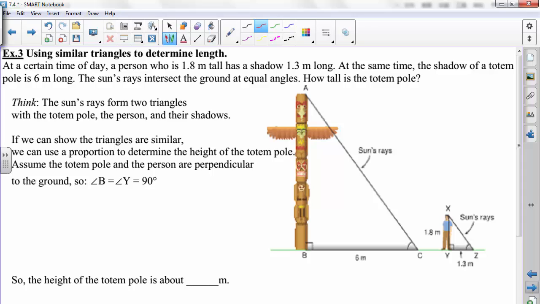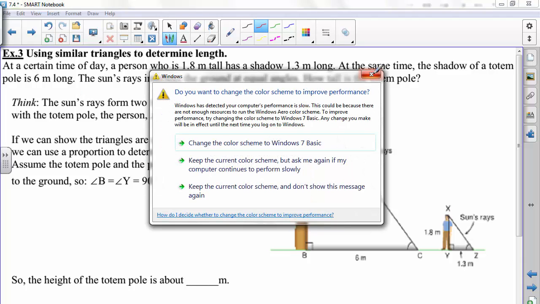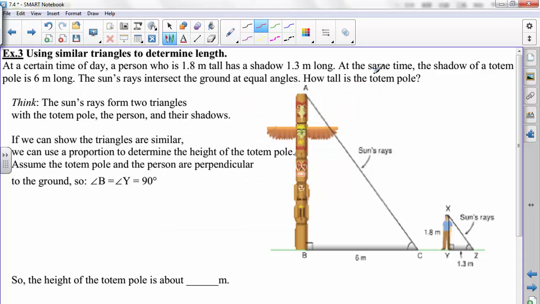Using similar triangles to determine a length that cannot be measured directly. Let's look at the question. At a certain time of day, a person who is 1.8 meters tall has a shadow 1.3 meters long. At the same time, the shadow of a totem pole is 6 meters long. The sun's rays intersect the ground at equal angles. How tall is the totem pole?